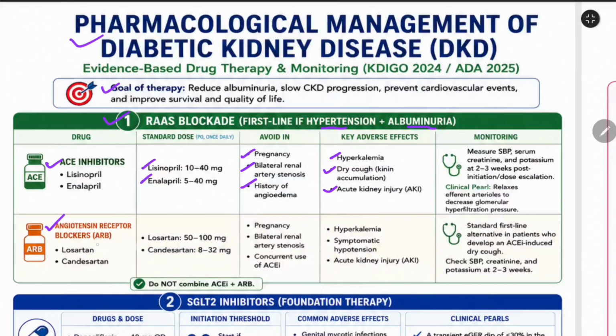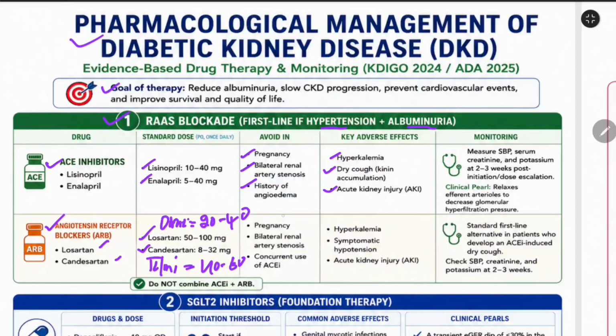Now ARBs: losartan, candesartan are important ones. Losartan dose is 50 to 100 mg maximum. Candesartan is 8 to 32 mg. One more commonly used is telmisartan, the dose is 40 to 80 mg. And olmesartan, that is 20 to 40 mg. So these are the dosages.